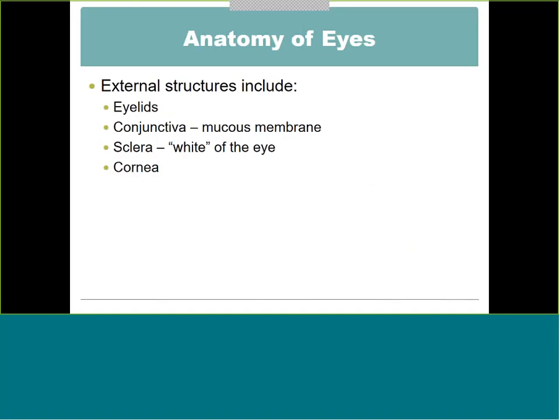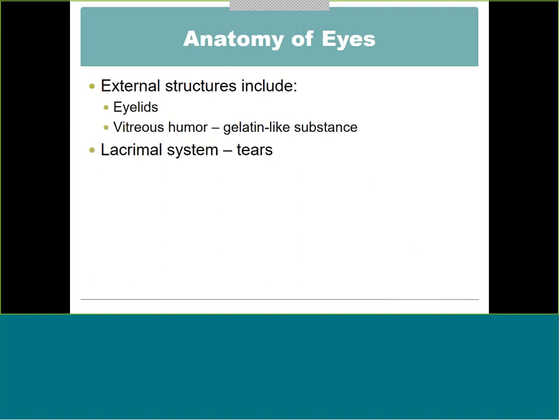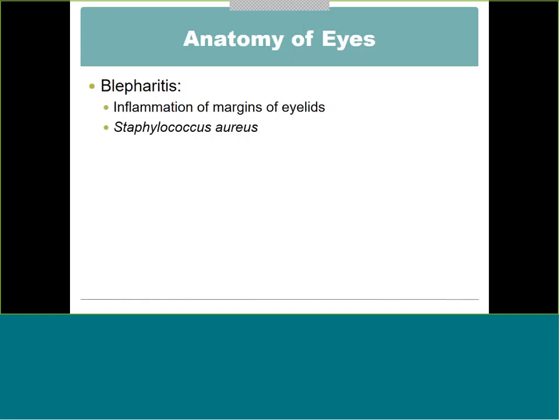Eyes, ears, and sinuses. Just a little bit further on here, anatomy of the eyes. Of course, we have eyelids, conjunctiva, sclera, which is the white of the eye, and your cornea. So any of these can become infected. You can also have infections within the internal structures, such as your aqueous or vitreous humor, and even an infection in your lacrimal system, which makes tears.